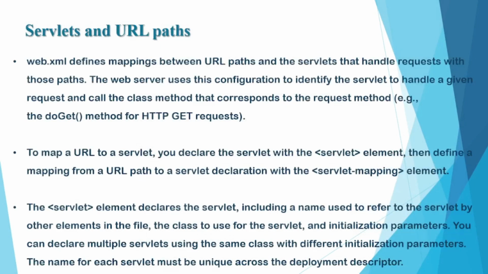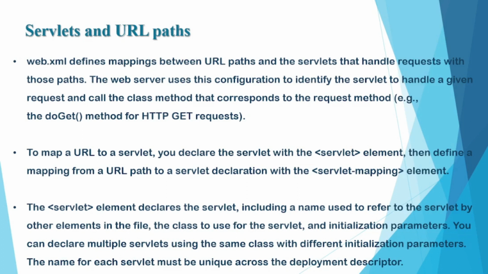Web.xml defines mapping between URL paths and the servlets that handle requests with those paths. The web server uses this configuration to identify the servlet to handle a given request and call the class method that corresponds to the request method. For example, the doGet method for HTTP GET requests.